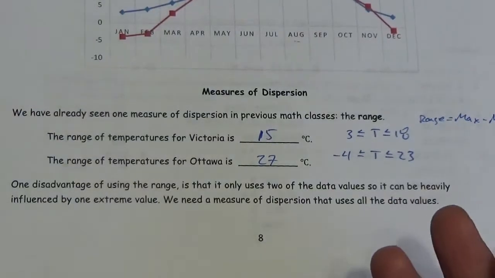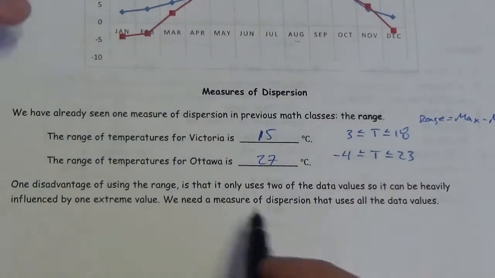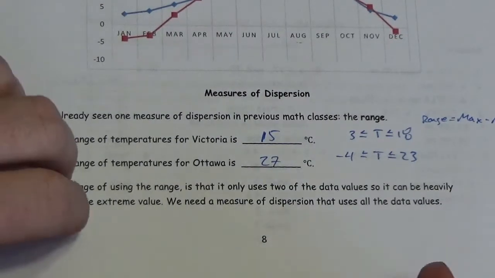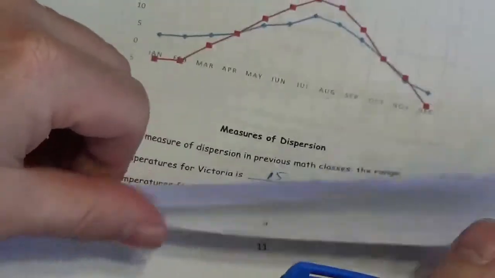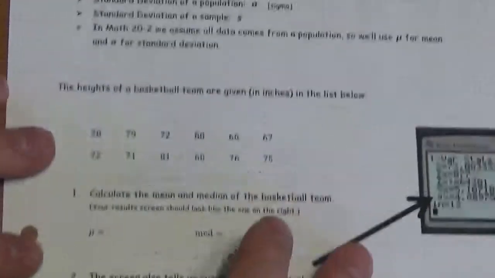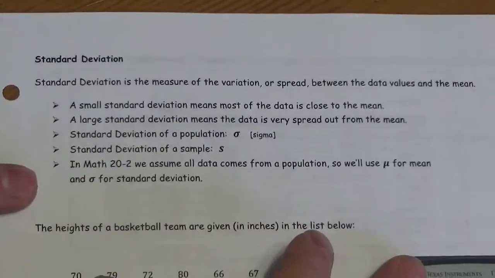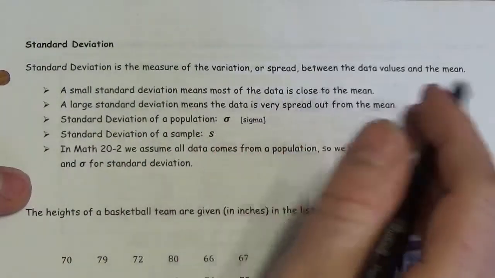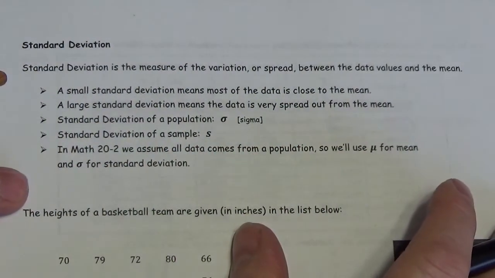That gives us a little bit more information, but like it says down here, it's only using 2 bits of information from the data sets that we've got here, just the lowest and the highest. So that still doesn't give us a really good idea, which is why we introduce this idea of a standard deviation. It's the measure of the variation or spread between the data values and the mean.